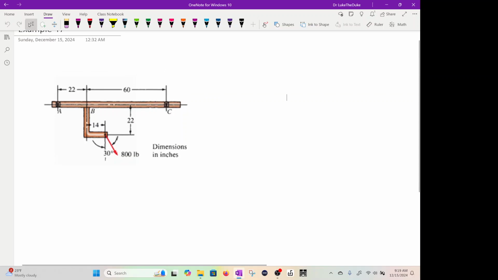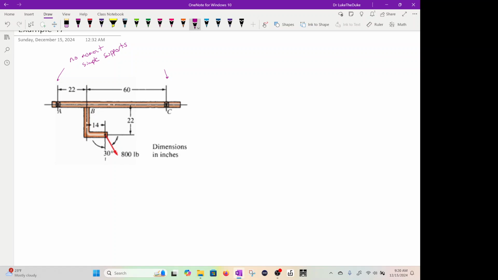So what we have here is basically some sort of bar with 800 pounds being applied at an angle off of 90 degrees. We're assuming that these points A and C have no moment, and they're simple supports. And one of them we'll pick to have the X direction. That doesn't really matter right now.